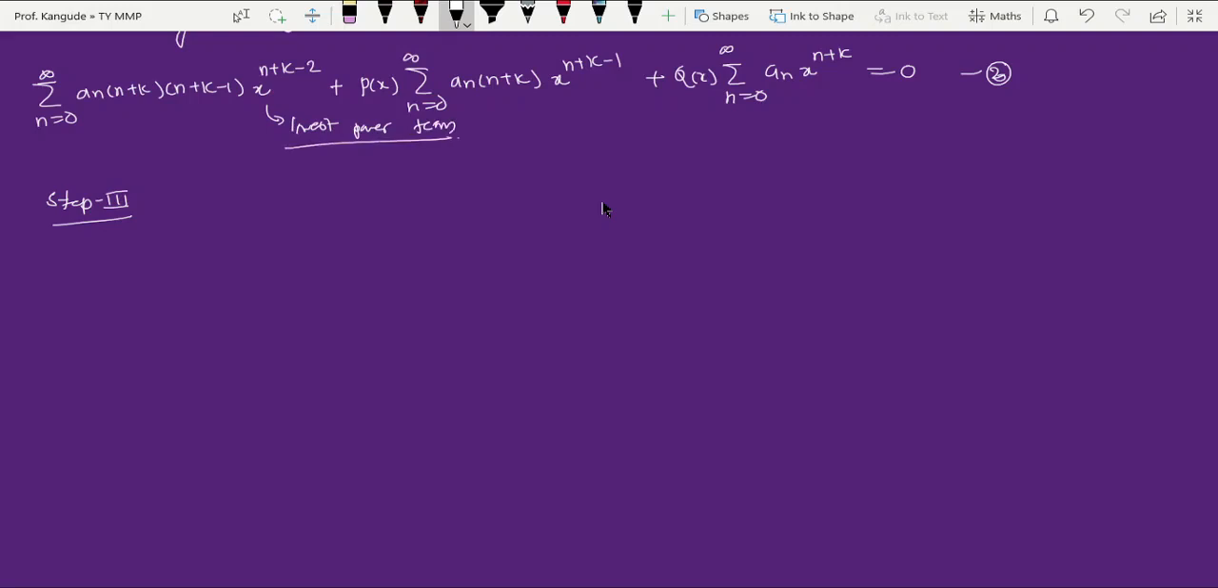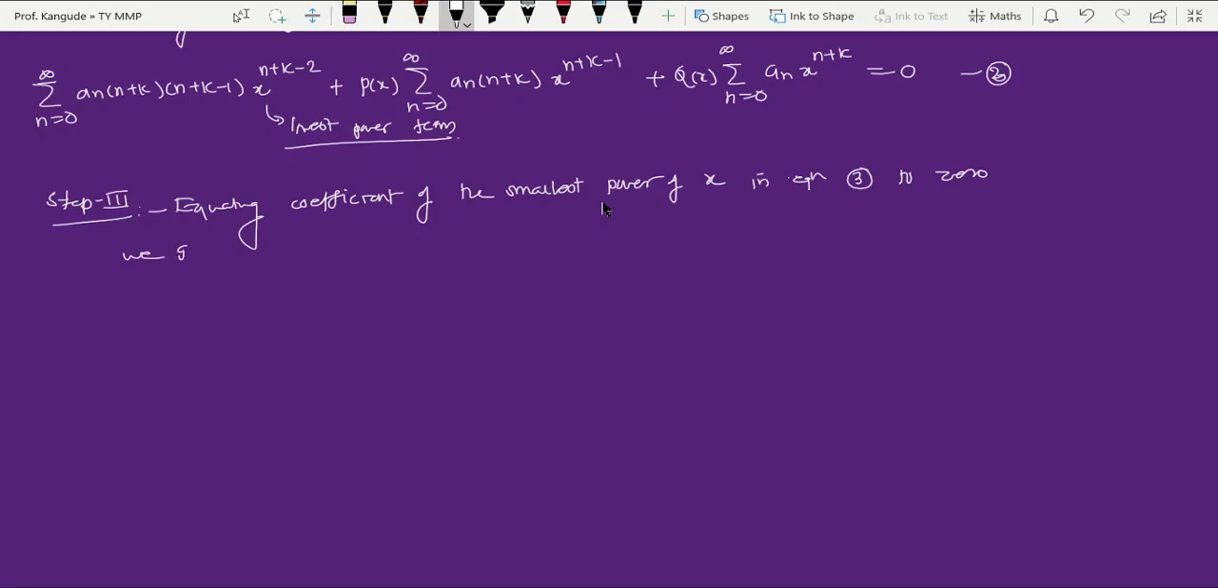Now lowest power terms give you something very interesting. So equating, this step 3 is equating coefficient of the smallest power of x, remember we are not solving the problem, we are understanding the method to solve the problem. That's why we have to write a lot of things here. Smallest power of x in equation 3 to 0. We have to equate this to 0.